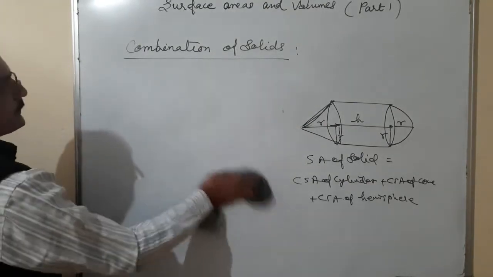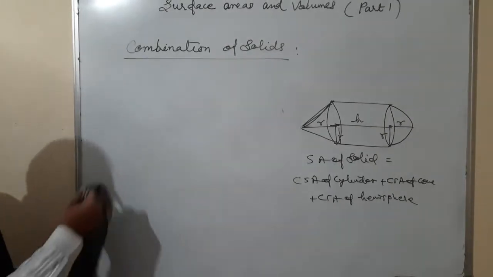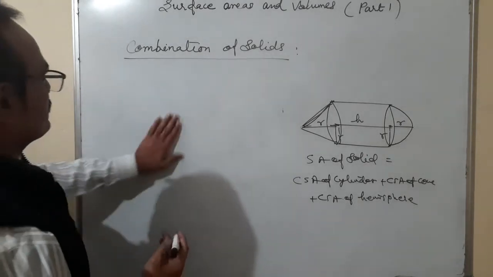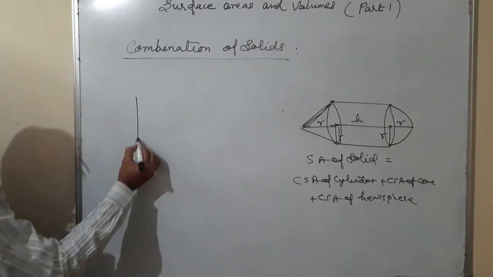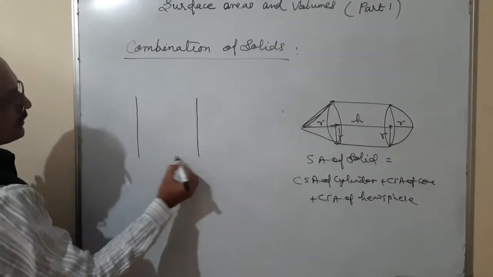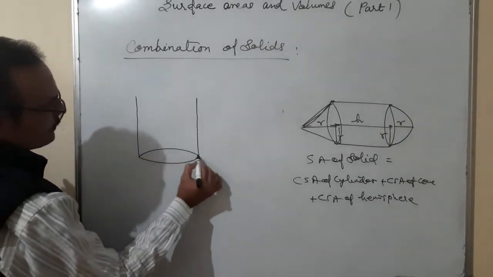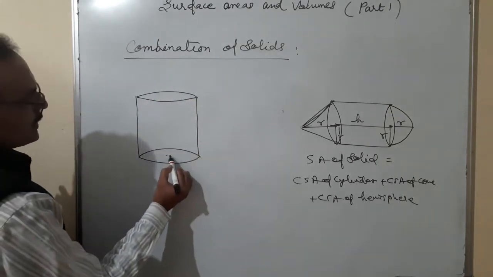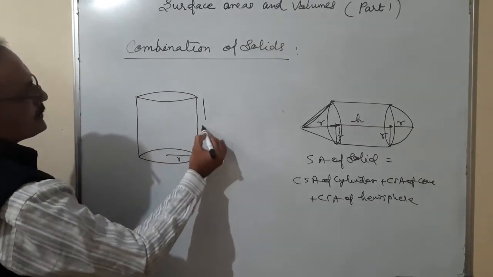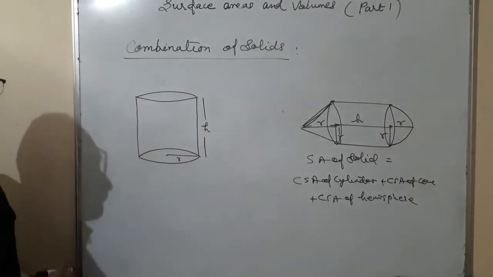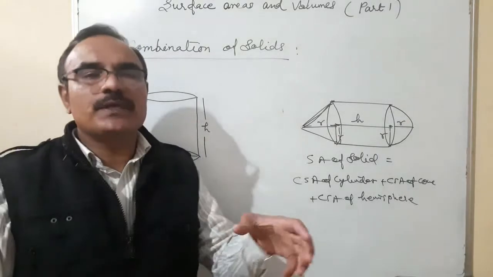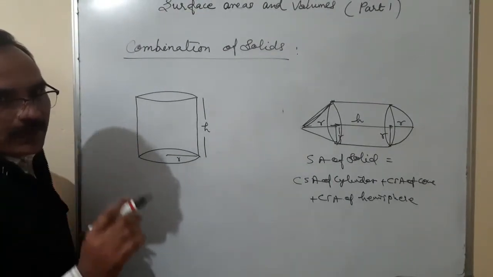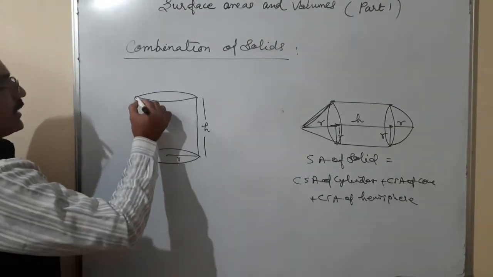That is a very interesting thing. Suppose there is a cylinder. What is this? This is a cylinder. The cylinder has radius R and height H. And one conical cavity has been carved out from it. A conical cavity of the same radius and the same height is carved out, or hollowed out, from it.